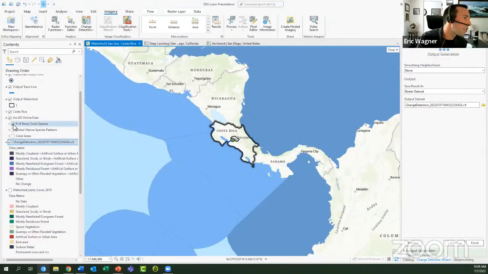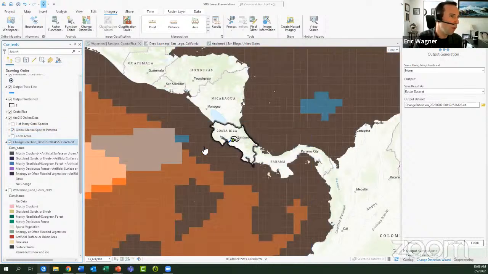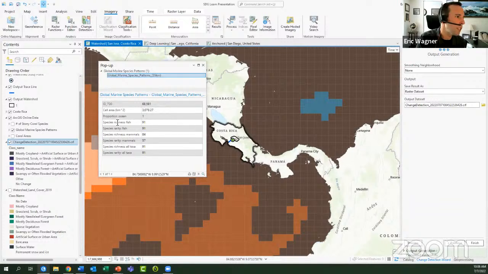Or maybe I want to better understand marine species patterns in terms of the rarity or the richness of different species in this area or anywhere else. So just off the coast of Costa Rica, I can see that, in terms of species richness of fish, it has a score of 91, or the species richness of mammals is a little bit lower at 57. So these are data sets that other people have pulled together and openly shared that we can use to better understand marine life in these areas that are a little bit downstream of locations that are seeing large changes in urbanization on land not too far away.